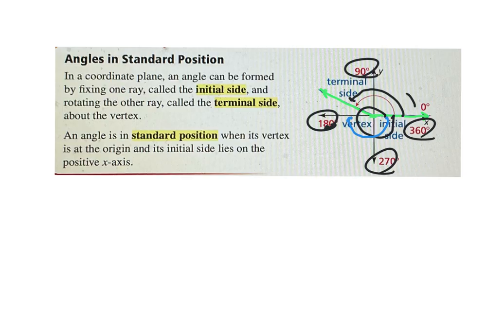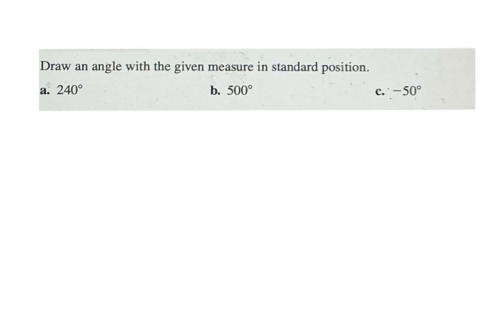But for this slide, make sure you know standard position means vertex at the origin. The initial side is the positive x-axis. The terminal side is the other side that's not on the positive x-axis. Let me show you a couple examples here. What they're going to have you do is what these directions say here. It says draw an angle with the given measure in standard position.